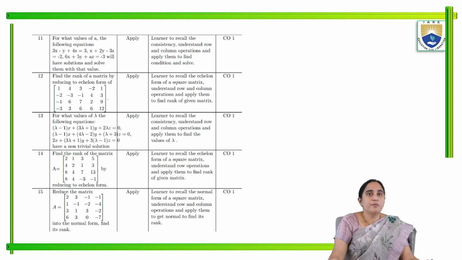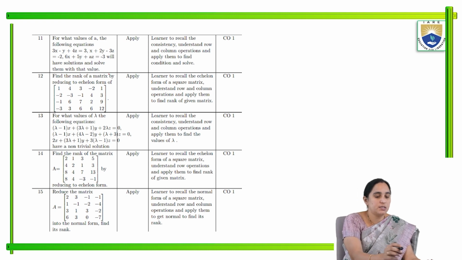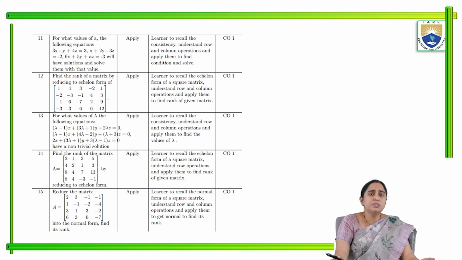Next question. For what value of lambda do the following equations have a non-trivial solution? This is also the same as the 11th question. First of all, we have to practice thoroughly each and every topic. After that, we go through the question bank questions. If you know the concept, we can easily solve the question bank questions.